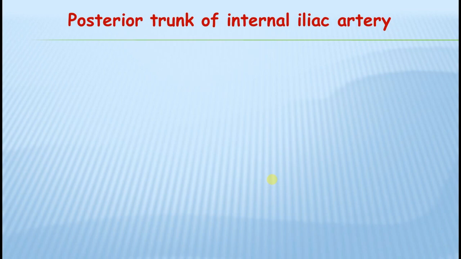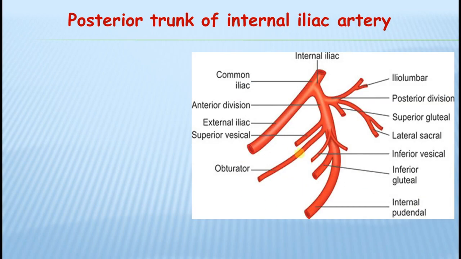The branches are mainly the obliterated umbilical artery, superior vesical artery, inferior vesical artery, middle rectal artery, obturator artery, vaginal artery, uterine artery. Then the terminal branches. One of the terminal branches is the internal pudendal artery, and the other terminal branch is the inferior gluteal artery. So now coming to the posterior branch, as I told you, they are mainly the iliolumbar artery, superior gluteal artery, and lateral sacral artery.